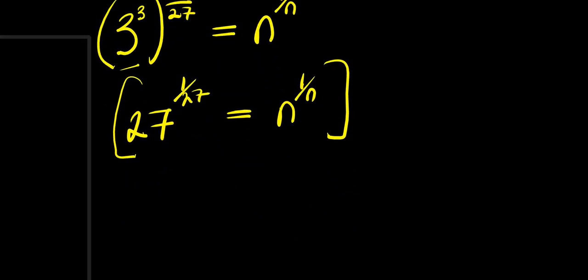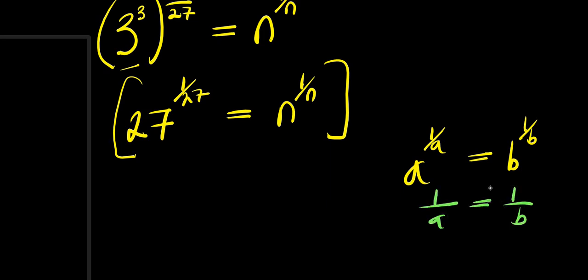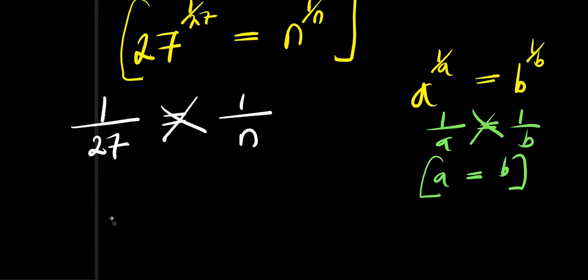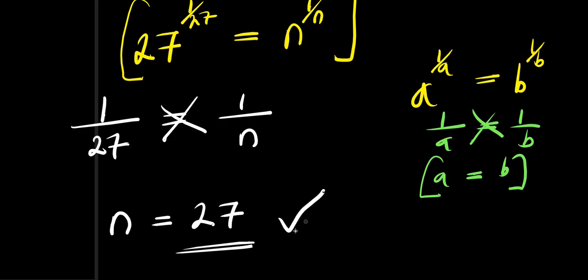So right now, if I have a^(1/a) equals b^(1/b), I can easily have 1/a equals 1/b. I cross multiply: a times 1, a, equals b times 1, b. So we do the same thing here. I have 1/27 equals 1/n. I cross multiply: n times 1, n, equals 27 times 1, 27. So this is my answer.